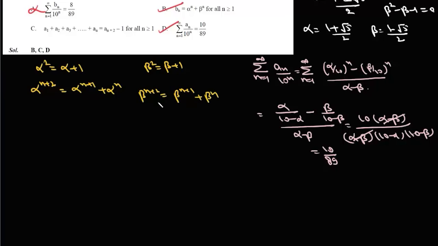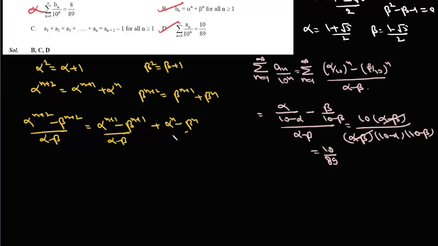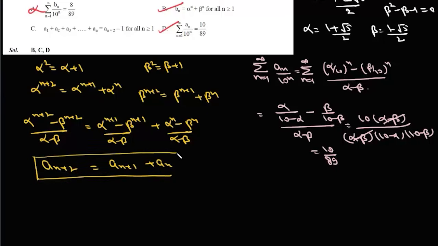If we subtract the second from the first, we can write alpha to the power n plus 2 minus beta to the power n plus 2 will be equal to alpha to the power n plus 1 minus beta to the power n plus 1 plus alpha to the power n minus beta to the power n. And if we divide everything by alpha minus beta, this is nothing but an plus 2, and this is an plus 1, and this is an. So basically, this sequence of terms a1, a2, a3, an plus 1, an plus 2 are terms of the Fibonacci sequence.